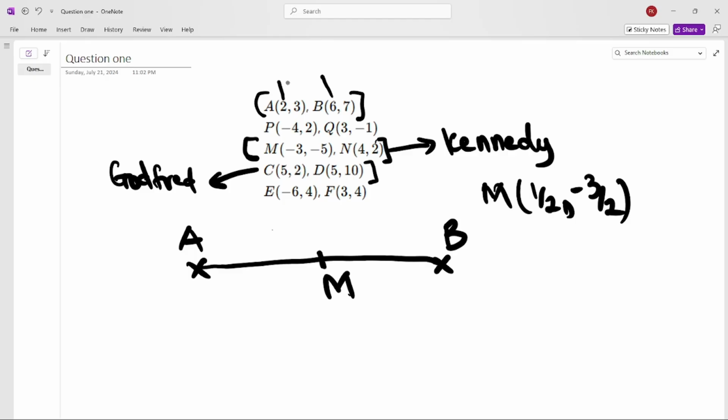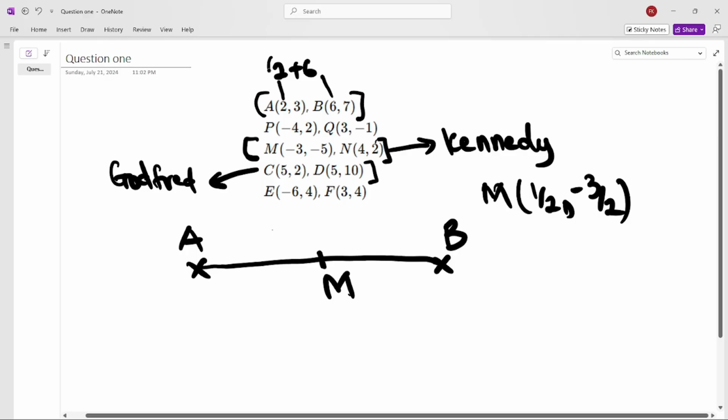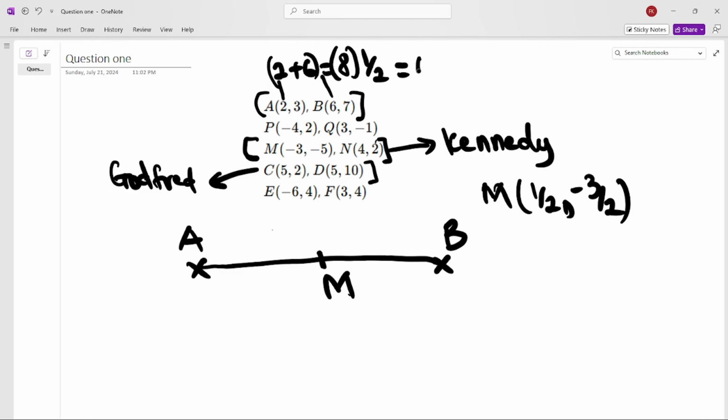You take the S values together from each point and then you add them together. That will be 2 plus 6. When you take them, the result that you get is going to be 8 in this case. You have to divide the result into 2. So in this case, that will give us 4. It means that the S value for the middle point is 4.